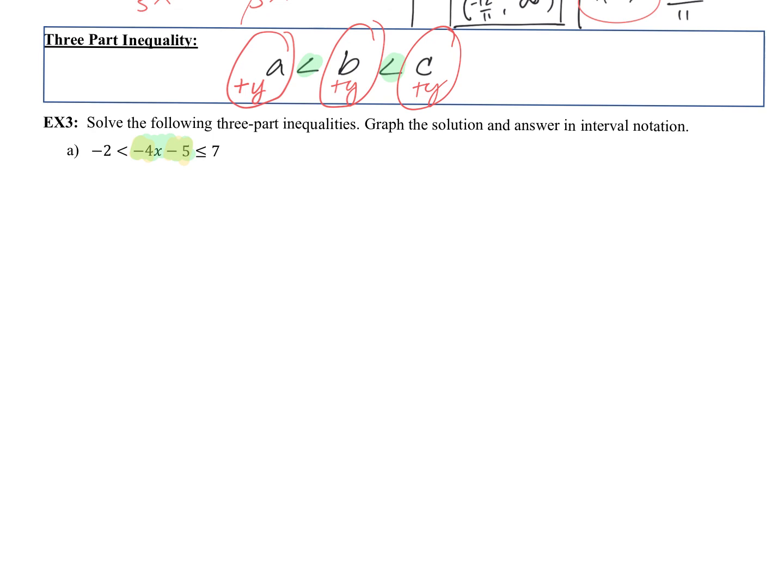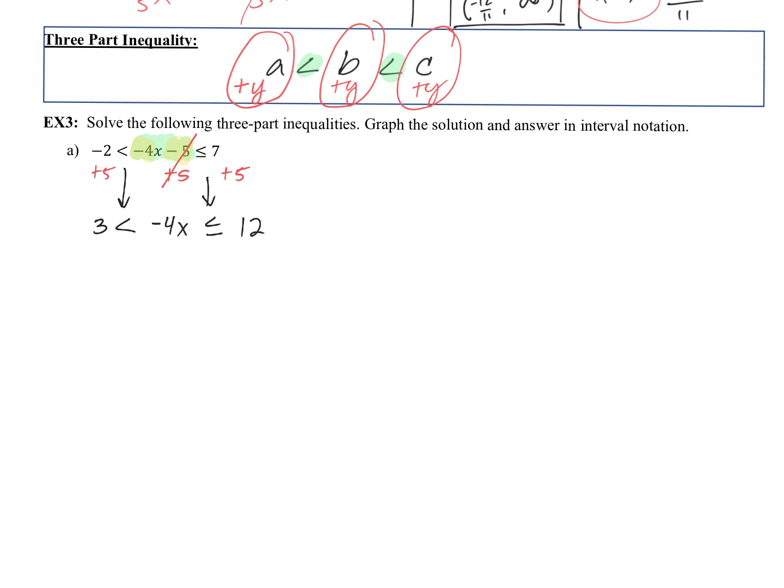So I want to get rid of that negative 5, so to get rid of a negative 5, we're going to add 5. But remember, I have to add it to all 3 sides. So I've got to add 5 here, and add 5 there as well. So negative 2 plus 5 is going to be 3. Bring down that inequality. In the inside, we're only left with negative 4. Bring down that inequality, and we have 7 plus 5, which is 12. Hey, look at that. Our variable's almost by itself.